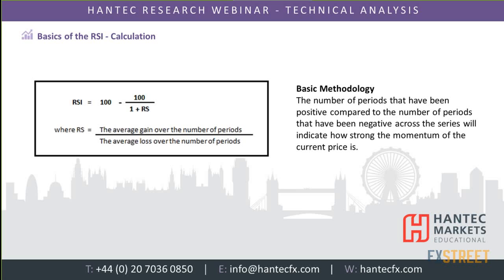It was devised by Wells Wilder in 1978, and he came up with this calculation, this formula that I've got on this slide here. There's no real need for you to understand exactly how it works, but it's on the premise that you look at the number of positive closes versus the number of negative closes across a range of periods, and it looks at the magnitude of the recent gains versus the magnitude of recent losses. Effectively, the greater the number of positive closes in the range, the higher the RSI will be. Alternatively, if there's a greater number of negative closes, then the RSI will be a lot lower. So it gives you a gauge of exactly where the price is in terms of its current range.